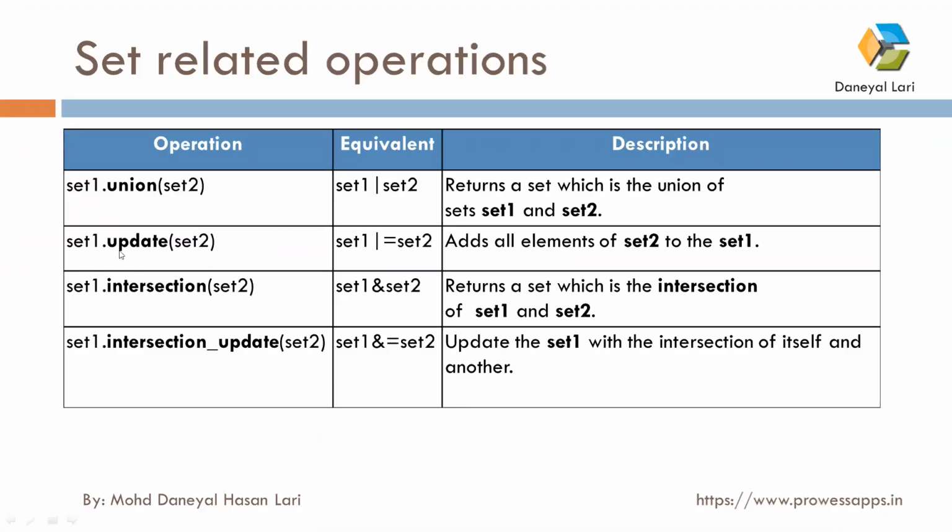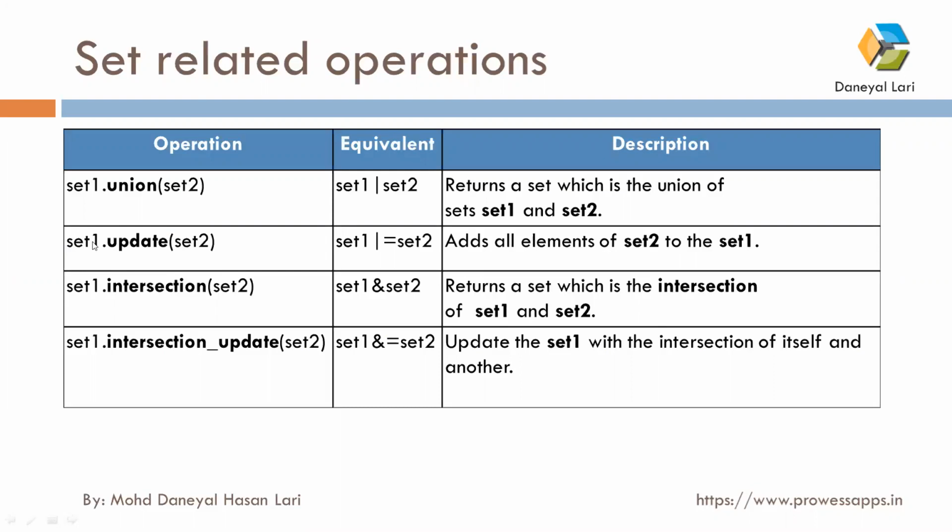Set one dot update will perform two things. First of all, it will find the union of set one and set two, and that result will be updated into set one. So it will not return, it will update the result into the calling set. Since we are calling the update method by using set one, it will update the result into set one.